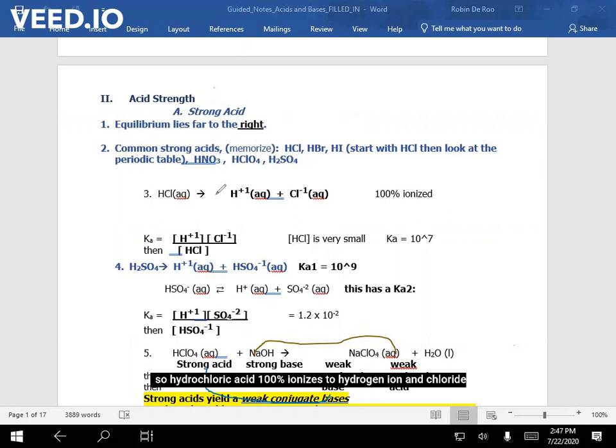So hydrochloric acid 100% ionizes to hydrogen ion and chloride ion. If we were to set up a Ka expression, it would look like this. But because the concentration of hydrochloric acid is so small, we get a huge Ka, 10 to the positive 7. The first hydrogen in sulfuric acid has a Ka of 10 to the positive 9. Then we also have a second Ka for the hydrogen sulfate. So this has a Ka2, and it's much smaller than the Ka1. The Ka2 is 1.2 times 10 to the minus 2.